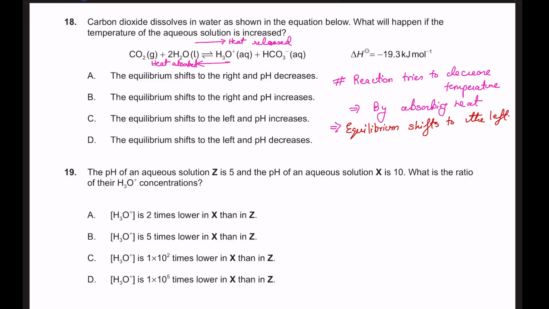If the equilibrium shifts to the left, the H3O+ concentration will decrease. If the H3O+ concentration decreases, pH increases, because pH is negative log base 10 of the H+ or H3O+ concentration. When the H3O+ concentration decreases, the pH value increases. That's why bases have higher pH as compared to acids. So the equilibrium shifts to the left and pH increases should be the right answer.